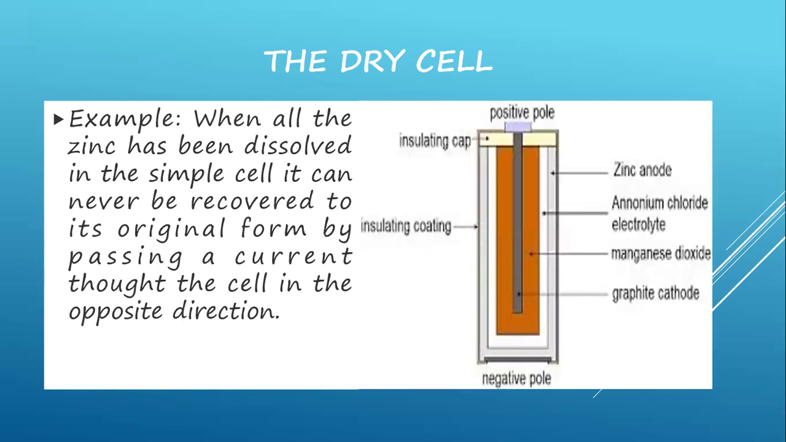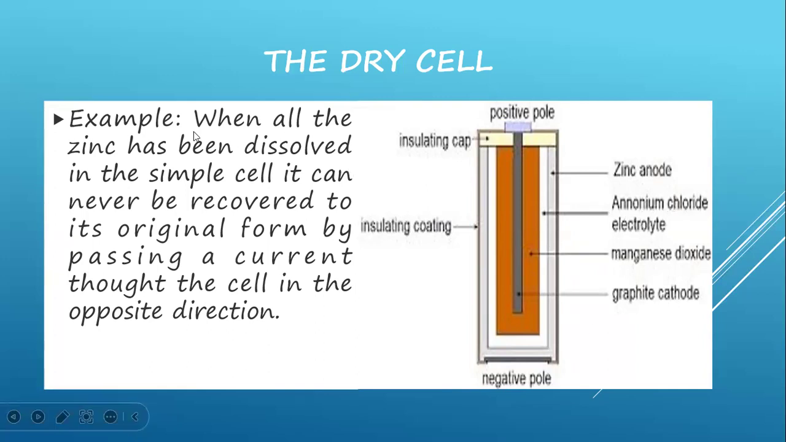And here we have the diagram of the dry cell, the various components of the dry cell. As you can see, there's a positive pole and a negative pole. There's an insulating cap, the insulating coating. Then there's the zinc anode, there's ammonium chloride electrolyte, there's manganese dioxide and graphite cathode.